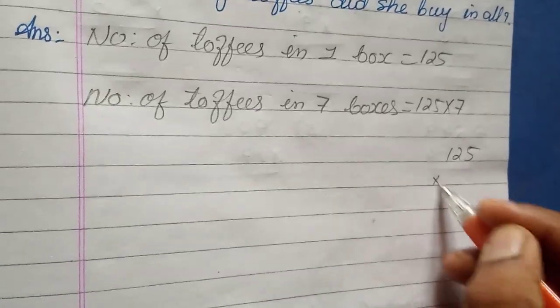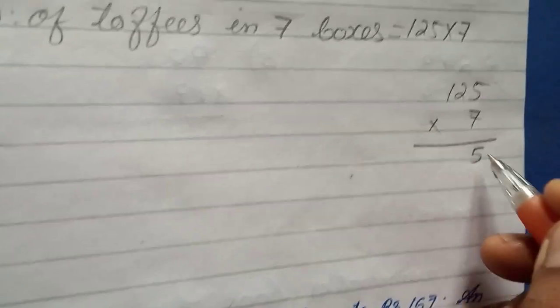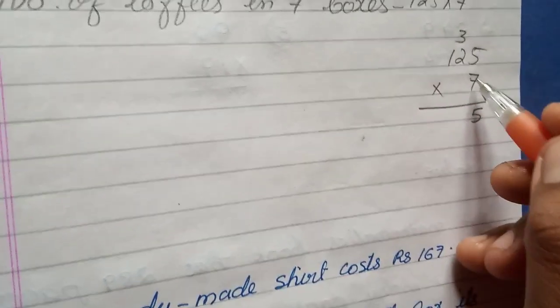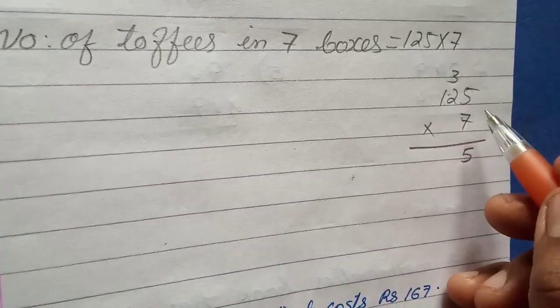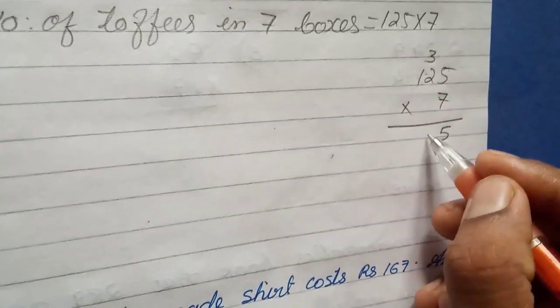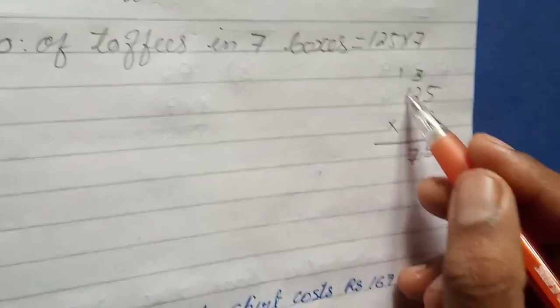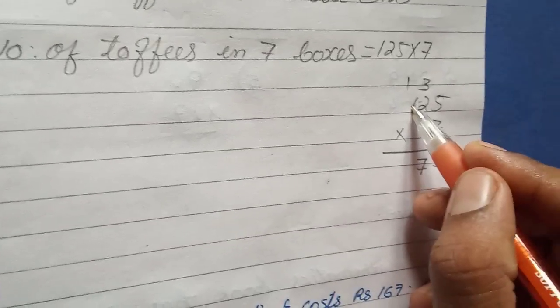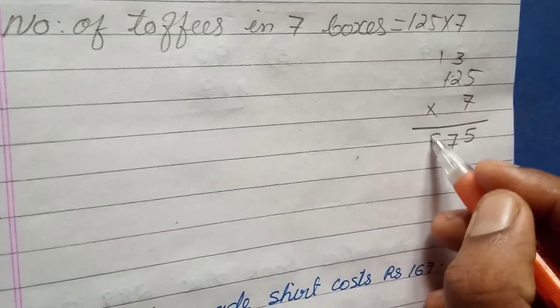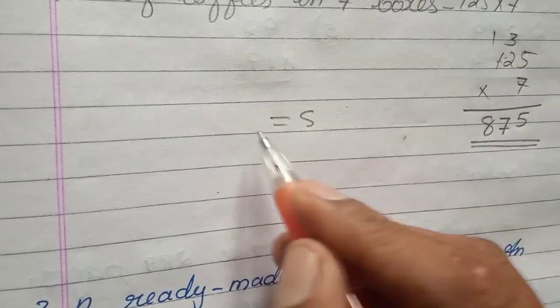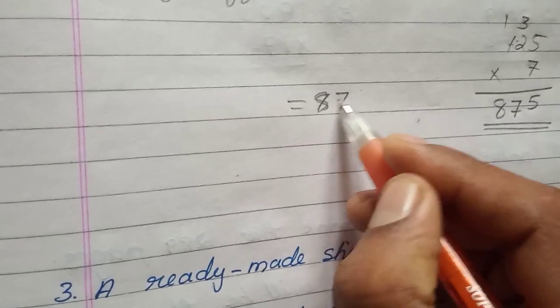125 into 7. 7 5s are 35. 5, 3. 7 2s are 14. 14 plus 3, 17. 7 1. 7 into 1, 7. 7 plus 1, 8. Answer is 875.